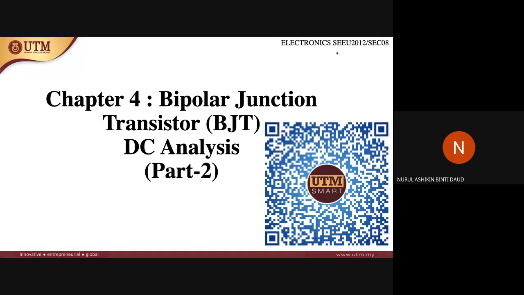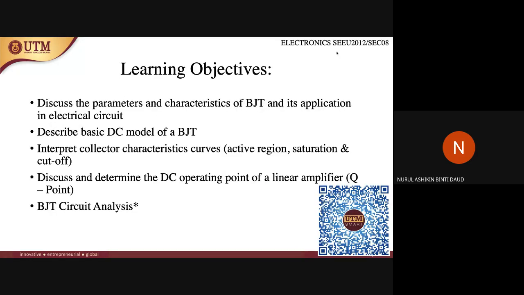Actually, DC analysis will cover up to BJT circuit analysis. But I think I will separate BJT circuit analysis to next week because we need lots of explanation and extra time. In 2 hours, it is not enough now. Okay, right. So for today's class, we will continue on the parameters and characteristics of BJT.